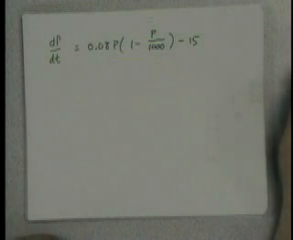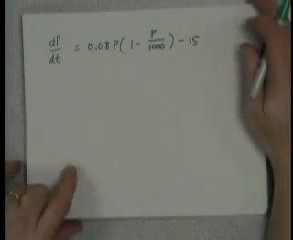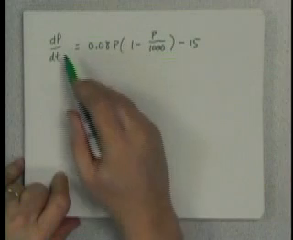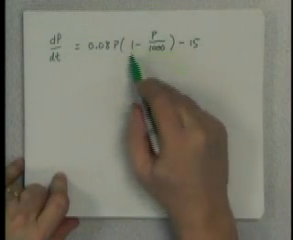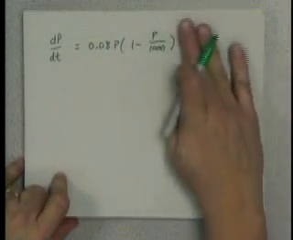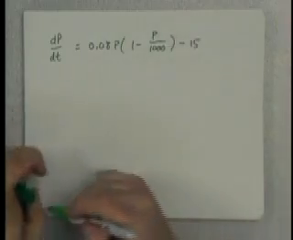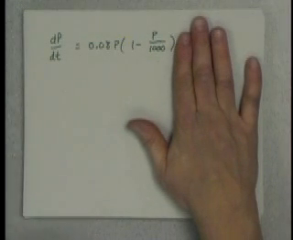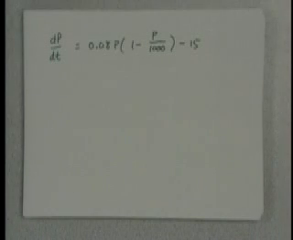So this is supposed to be another model for fish population. Now, why would they use this one? dP/dt equals 0.08p times (1 minus p over 1,000) minus 15. If I didn't have the 15 on here, this would look just like our logistic equation. Right? And what would the 0.08 represent?